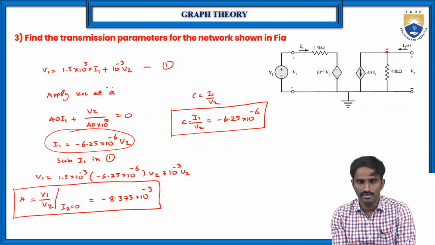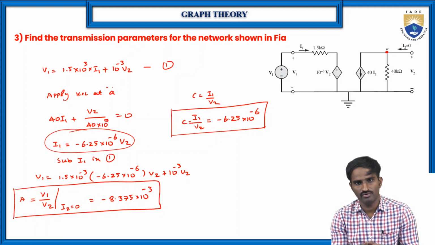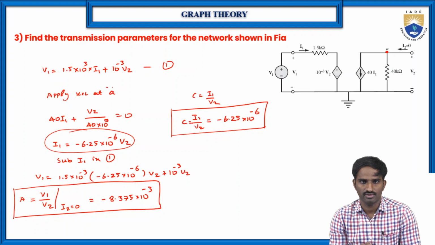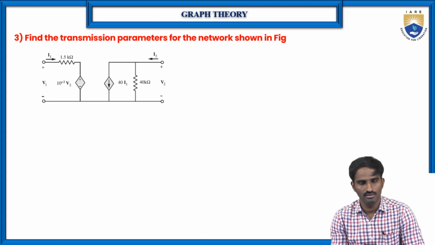So here it is very simple. What we have done, we just applied the basic network reduction techniques like KCL and KVL. So by applying KCL and KVL, we are getting equations. By using those equations, we can find the various parameters, or the transmission parameters, of the network, right?